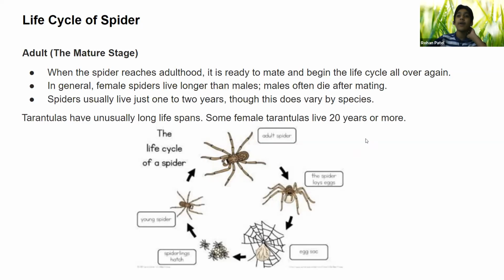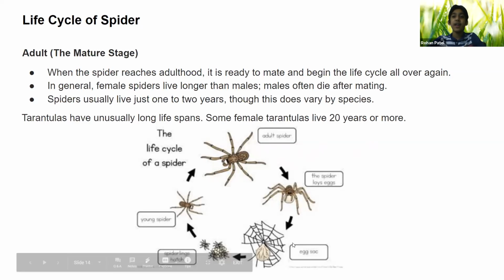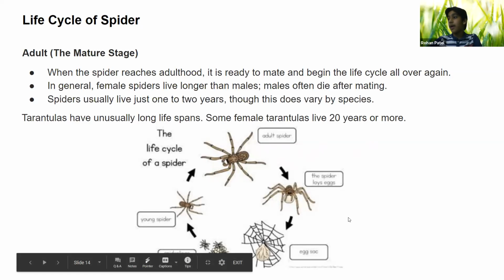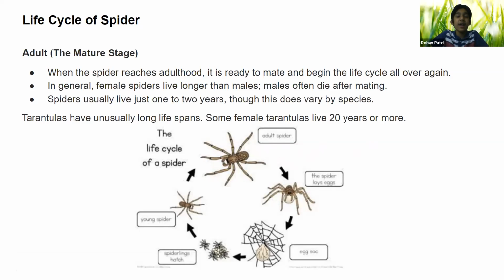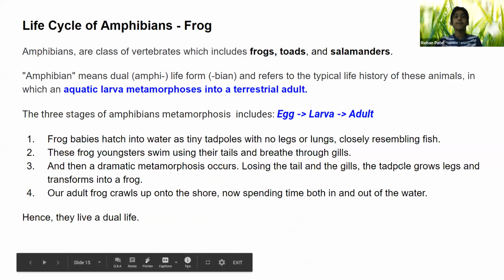So of course, in the diagram, we have our adult spider, which lays its eggs. The eggs are in an egg sac, which then goes into spiderlings. The spiderlings will hatch into a young spider and will become another adult spider. And the cycle, of course, will start over.